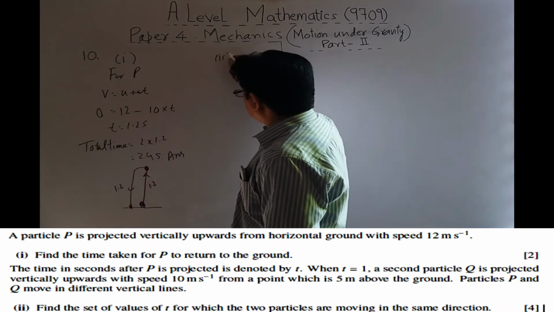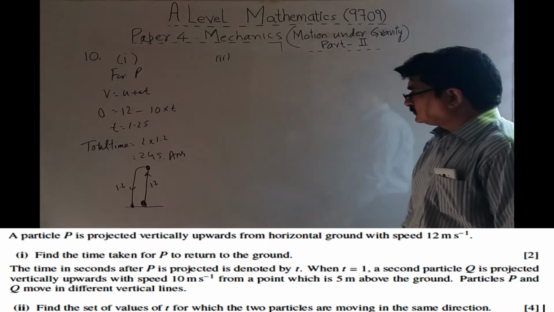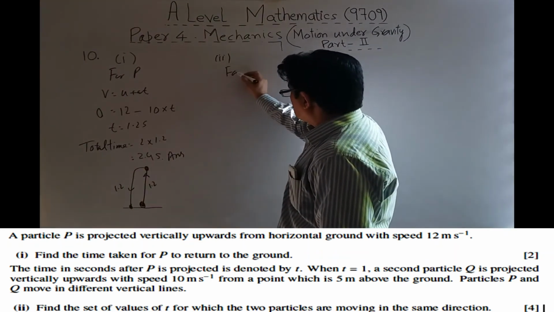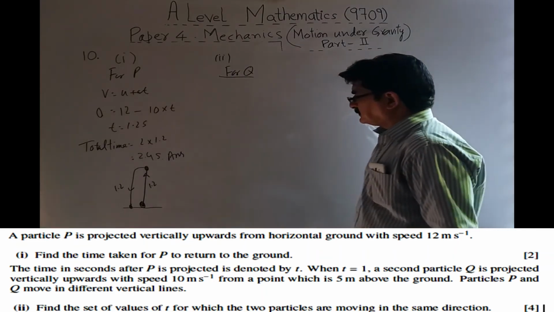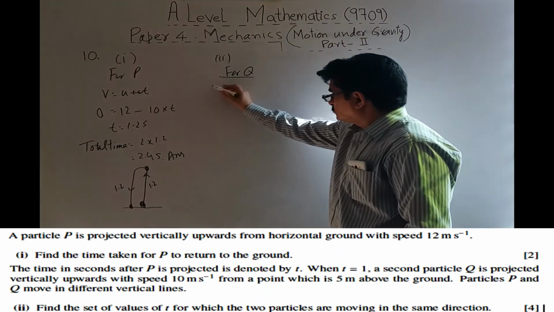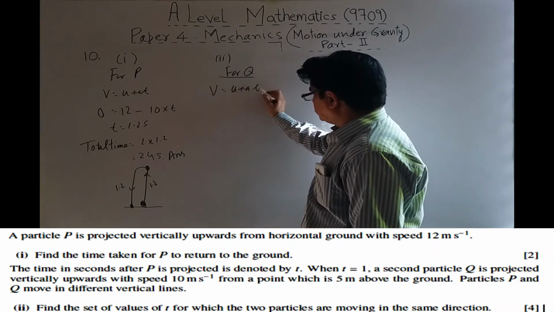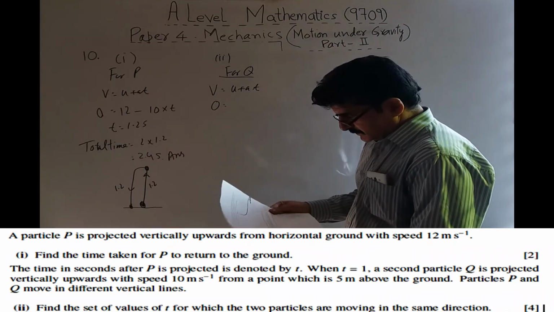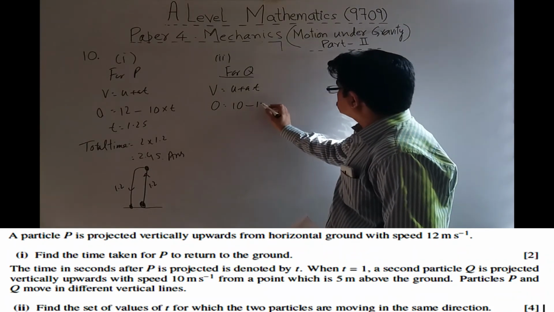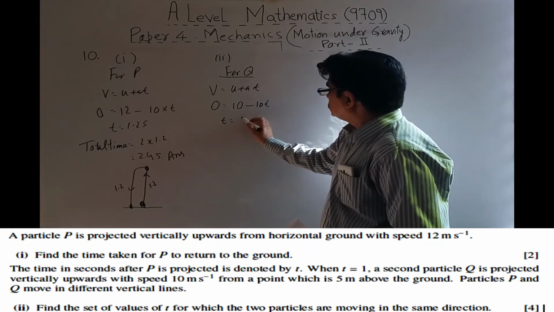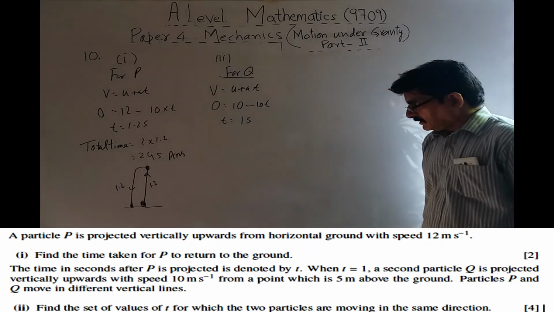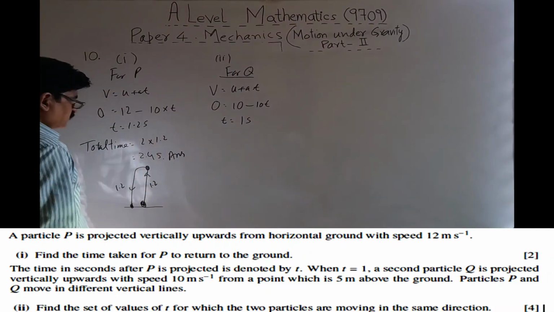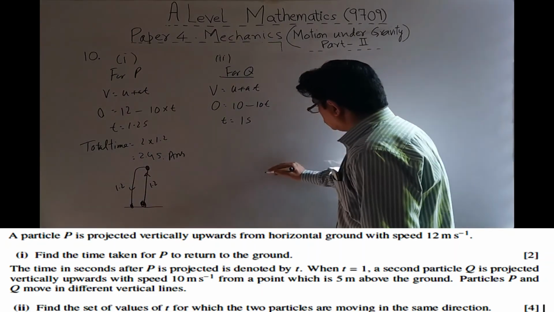Then we have the second part, a very interesting and very simple situation. Now for Q, first we find the time taken by Q to reach the highest point. So for Q, applying v = u + at, v is 0, initial velocity u is 10, minus 10t. So from here you get t is equal to 1 second. Now the situation is before us. P takes 1.2 seconds.